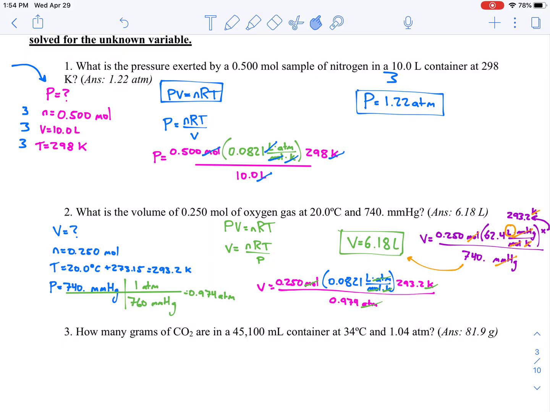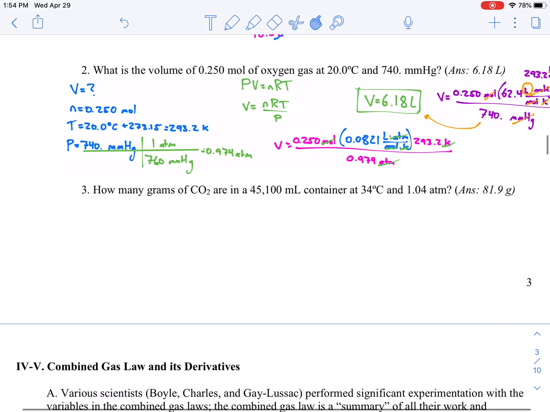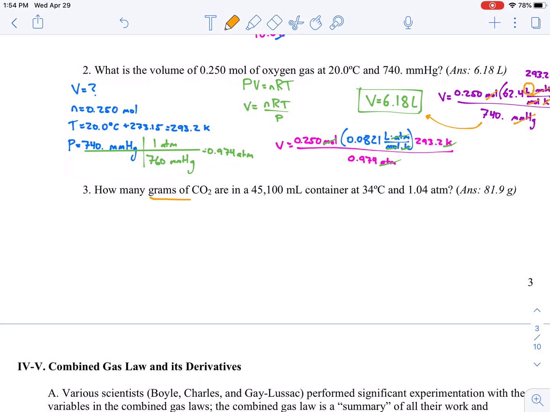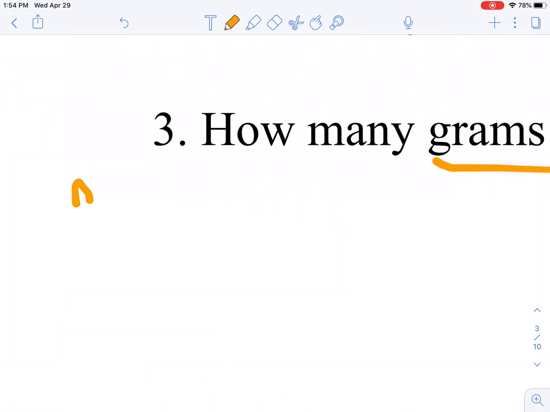All right, let's try one more. In number 3, we are looking for grams. So remember, grams is not something that we just get in a gas law, but there is one of our units that does relate to grams because we know from the periodic table that we can tell the number of grams in 1 mole of any substance. So with that in mind, if we want how many grams, we really want N. If we know moles, we can get to grams. So we know that we're looking for N.